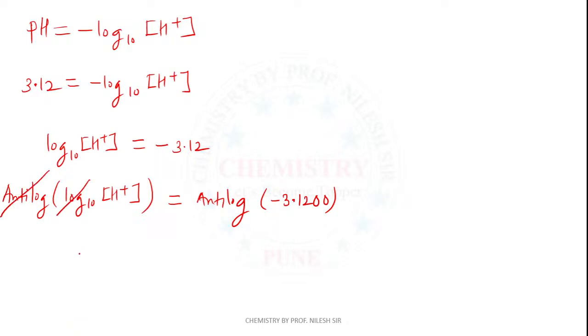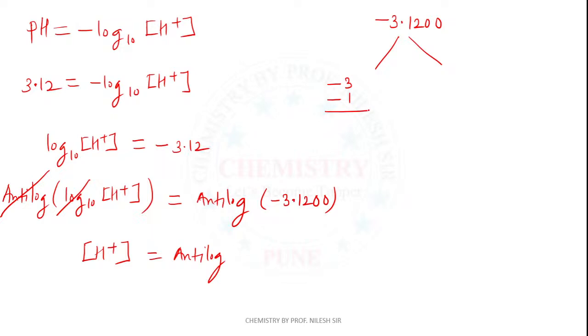What is left behind? Concentration of H plus, which is the antilog of this value. This value should be converted into the bar value. So this is minus 3.1200. Separate the characteristic and mantissa. This is minus 3, minus 1, so it becomes bar 4 point. Now in this, subtract minus 0.1200 from 1.000.